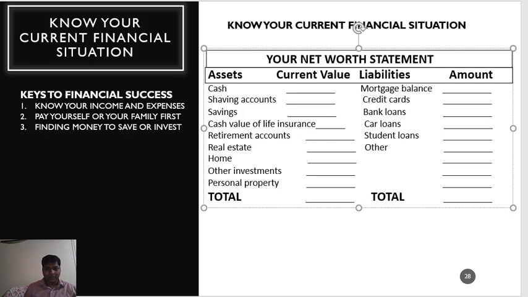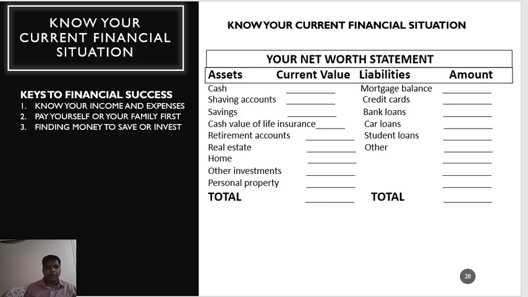So your net worth statement: subtract your liabilities from your assets. If your assets are larger than your liabilities, you have a positive net worth. If your liabilities are greater than your assets, you have a negative net worth.